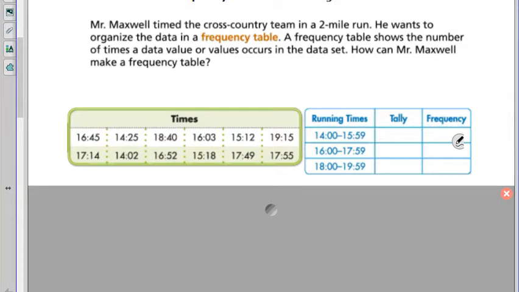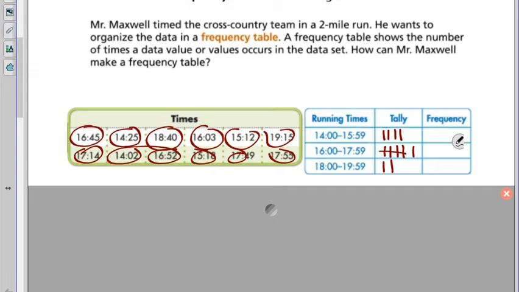So 16:45 is the first one, and so that's going to go right here. So I'll put a little mark, right? And there's 14:25. Well, that belongs here. And I could keep going. 18:40 goes here. 16:03, that's going to go here, and I'm going to keep going. That's all of them. And I just count them up. There's 4 in this range, there's 6 in this range, and there's 2 in this range. So I've got the frequency of each category.